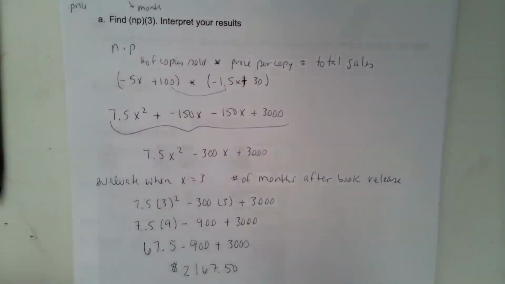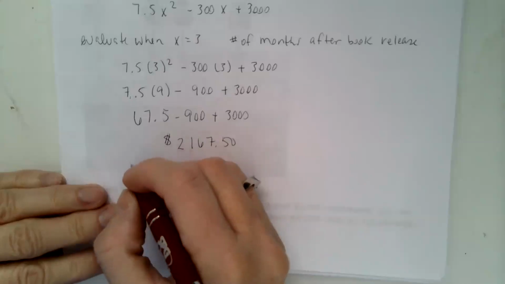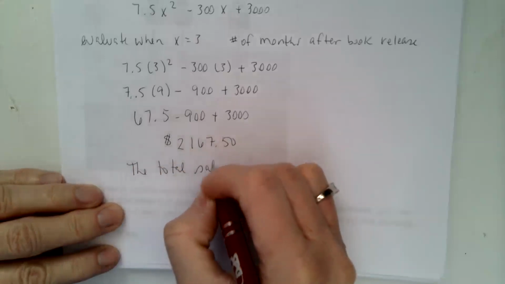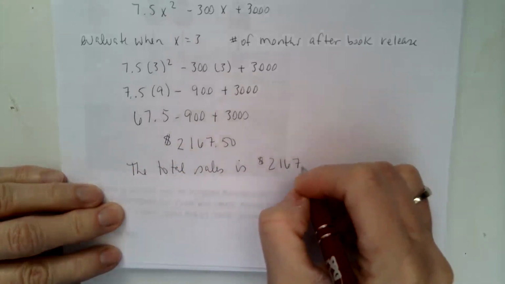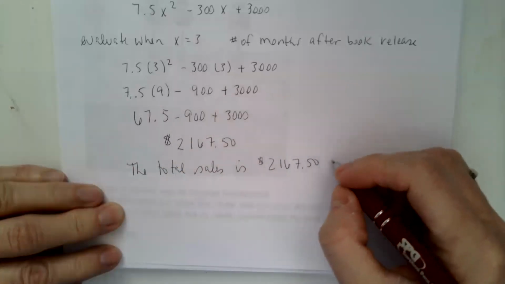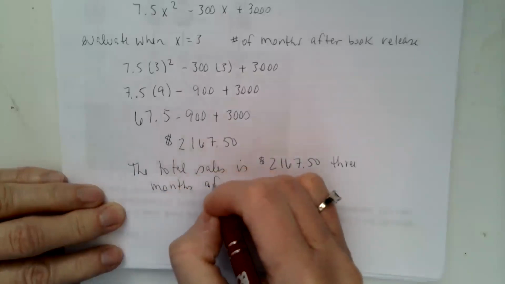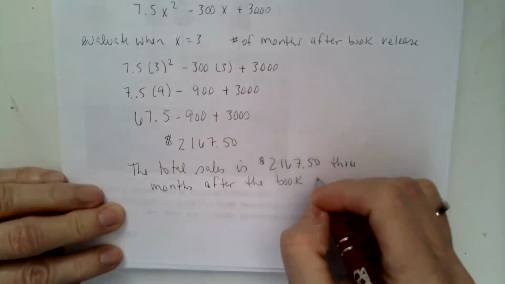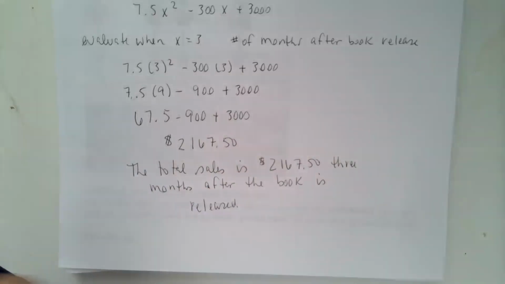And it says interpret your results. So what does that mean? The total sales is $2,167.50, 3 months after the book is released. So this is where we might use this in the real world.